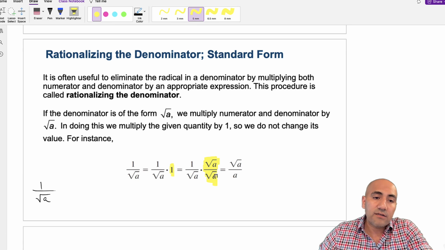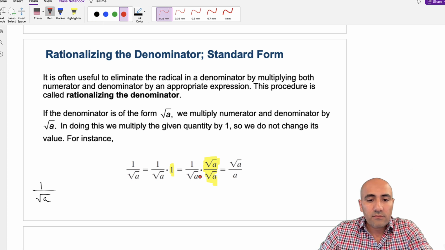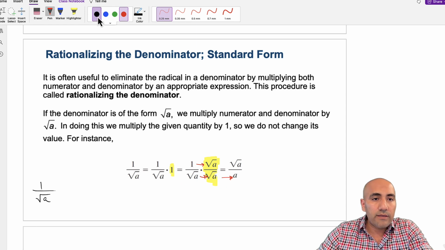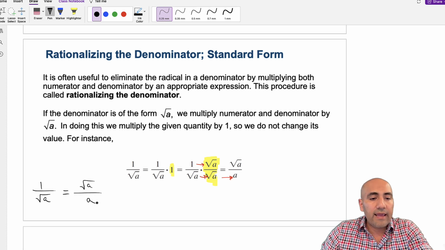So a can't be 0 in this case. And so now, if we do this, the square root of a times the square root of a, these two in the denominator, multiply to just give you a, right? This times this equals that, gives you just an a. And now 1 times square root of a, well, that just gives you square root of a. So what we've done is that we've taken this 1 over square root of a, and through this work, we've said that that's equivalent to the square root of a divided by a.